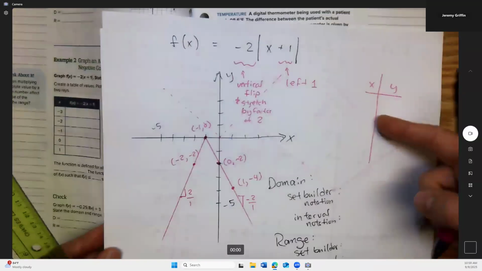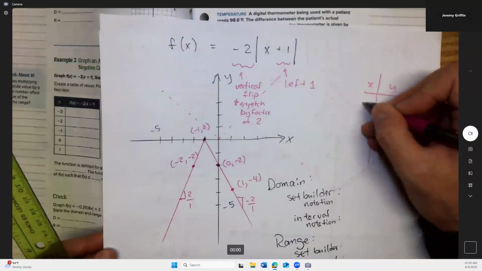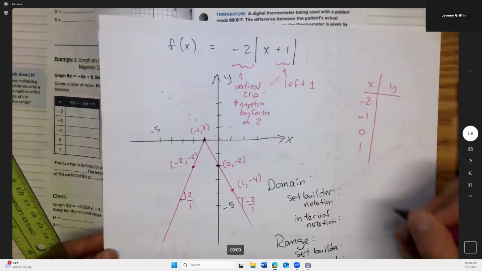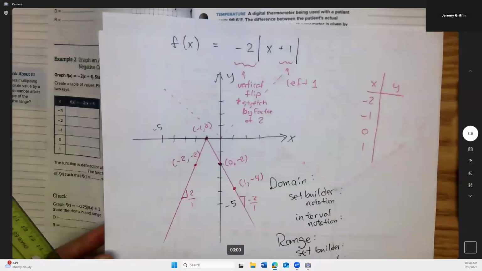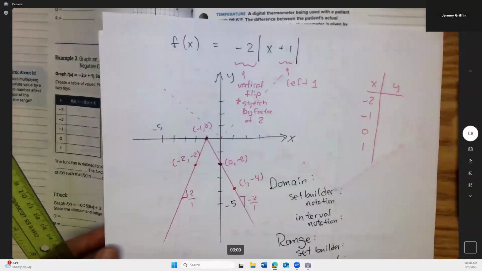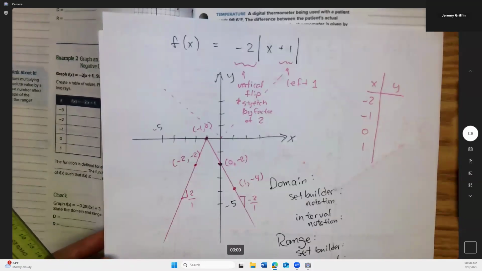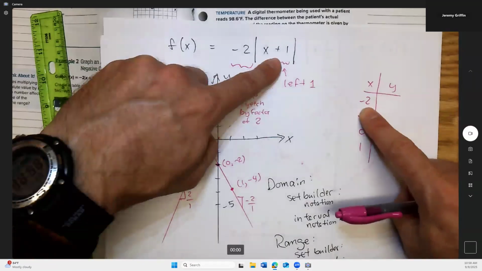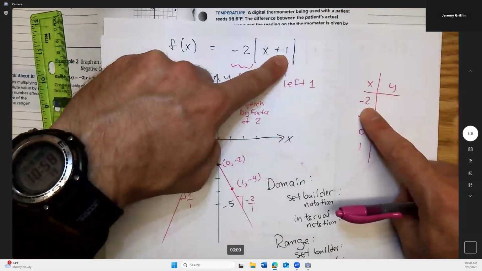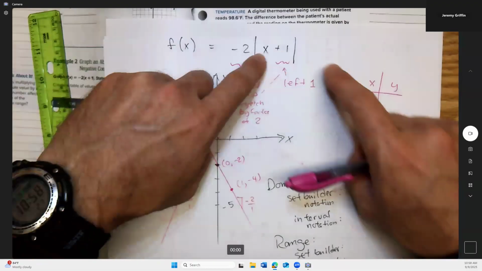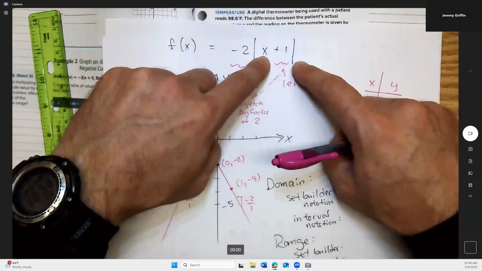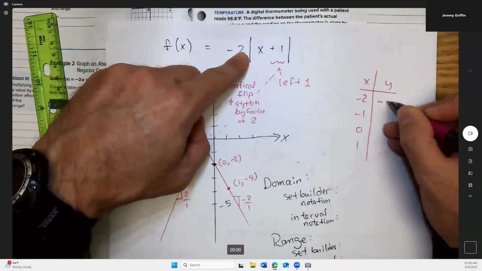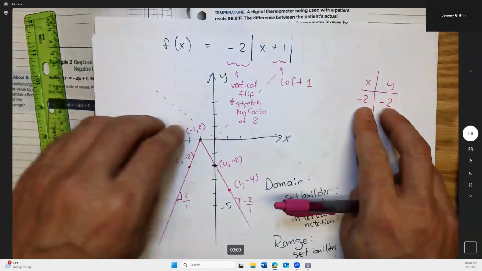Let's test that. Let's make an XY table. I could have started with the XY table. -2, -1, 0, and 1. And we should get all these y values that lie exactly on that upside down v. You guys get that? Let's try it out. So let's go back to the original function. What's -2 plus 1? -1. What's the absolute value of -1? 1. 1 times -2 is -2. So the point -2, -2 should exist.